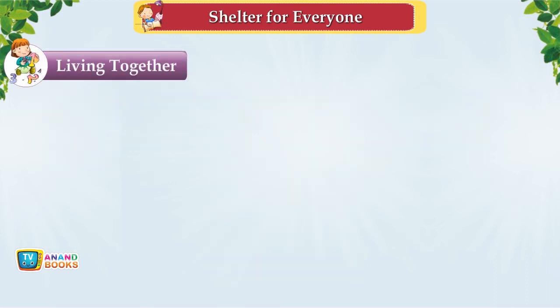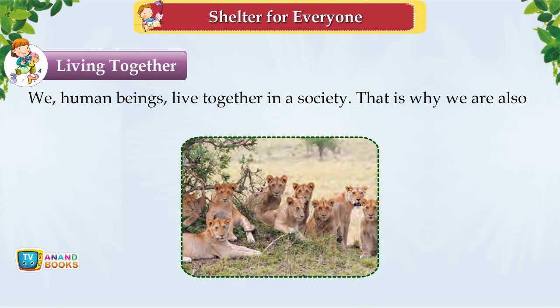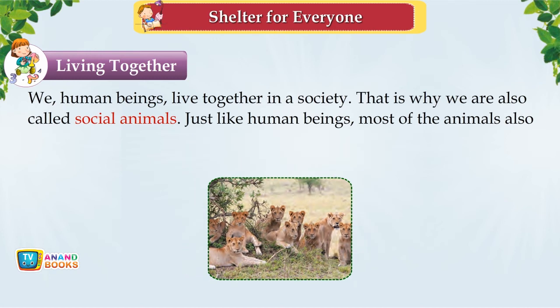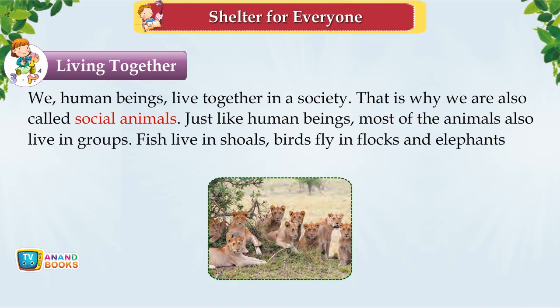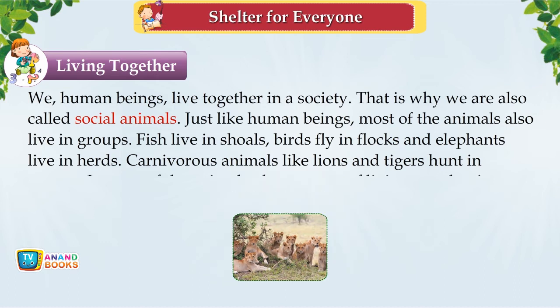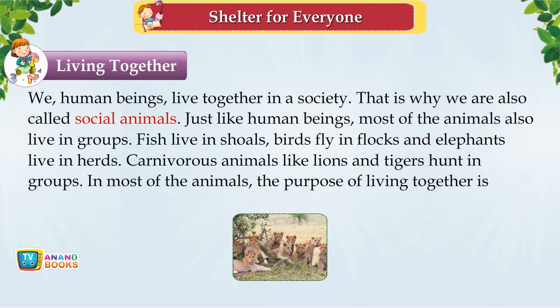Living together. We human beings live together in a society. That is why we are also called social animals. Just like human beings, most of the animals also live in groups. Fish live in shoals, birds fly in flocks, and elephants live in herds. Carnivorous animals like lions and tigers hunt in groups.